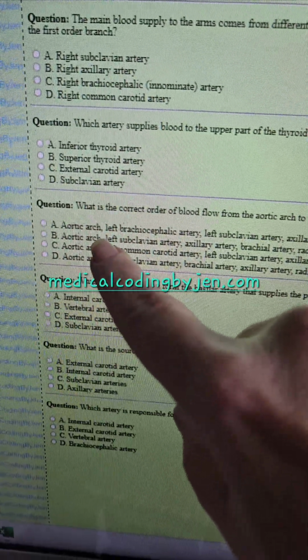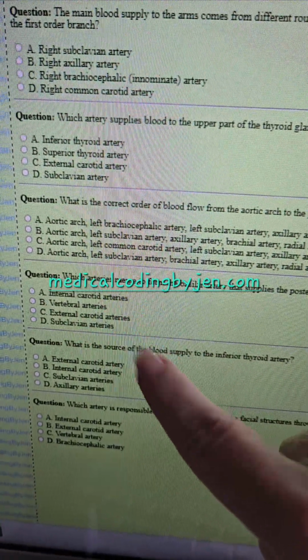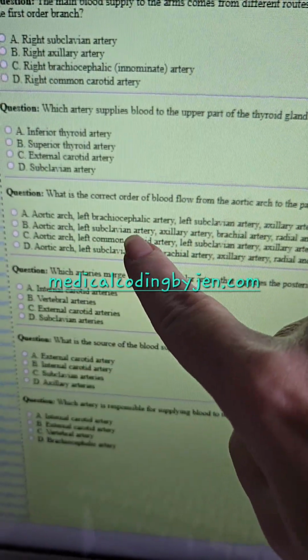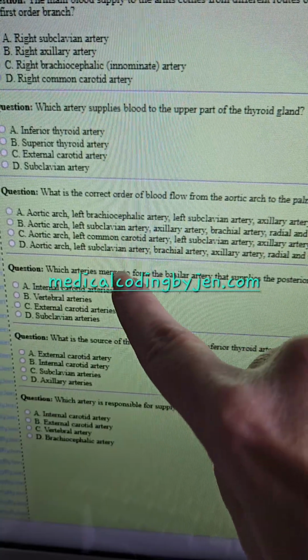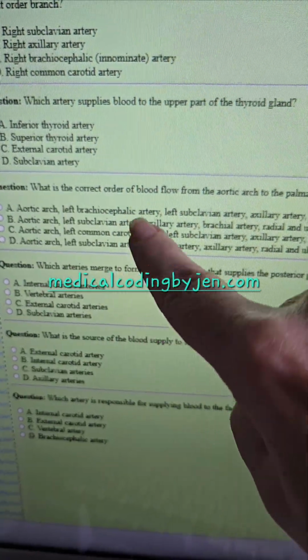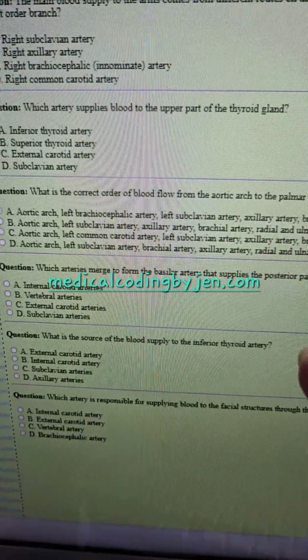It starts off with aortic arch, so that's great. We know exactly where that is. That was the very first picture I showed you. Then we just need to know, are we going brachial, subcommon, or subclavian? Which way are we going? Let's check out our Appendix L for this.